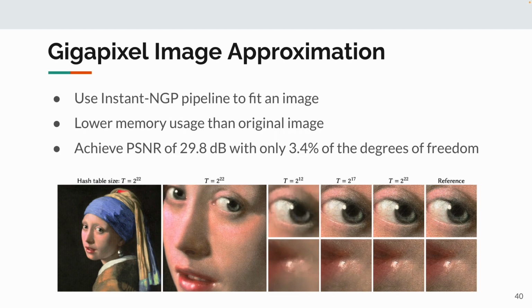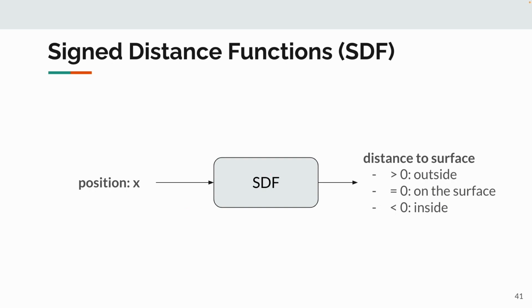The figure below uses Instant-NGP to fit these gigapixel images with different hash table sizes T, and when T is set to 2 to the power of 22, Instant-NGP achieves a PSNR of 29.8 dB with only 3.4% of the degrees of freedom of the original image. Next is signed distance functions. A signed distance function maps a position x to a scalar, which indicates the distance between the position x and the nearest surface. Therefore, the surface lies on the points where the SDF equals 0, and thus this function can be used to model the surface of given things or objects.